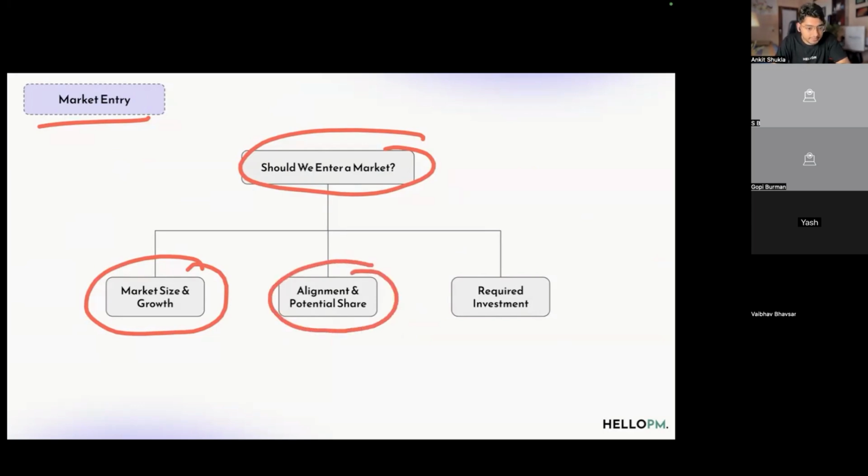The second could be alignment and potential share. Let's say Google is trying to enter the fitness industry, do they even align? And how much potential share can they get? And simply, required investment. Do you even have the capability to take that particular call on? If you understand these things, you should be able to take any of the biggest companies in the world and diagnose their strategy to either enter or not enter a market.